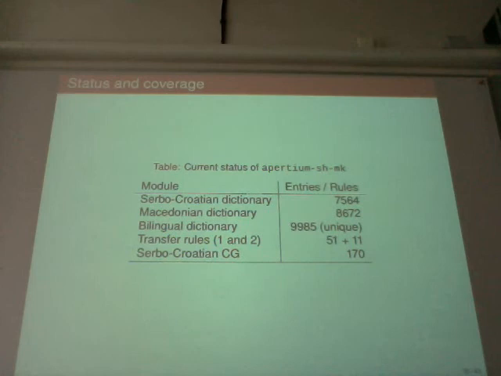Evaluation, okay, this is the current status of the language pair. You can see the number of monolingual entries we have, the number of bilingual entries, and the number of groups. The most time-consuming task was to write the monolingual dictionary and the bilingual dictionary. It took about two thirds of the entire time.